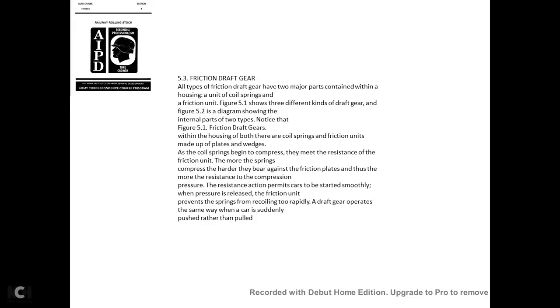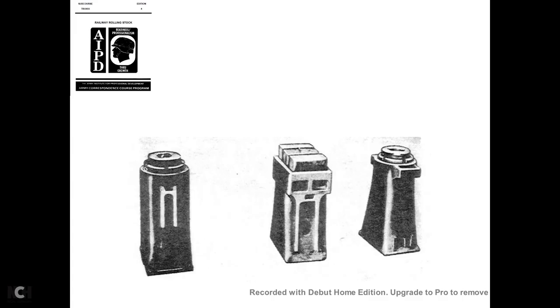As the coil springs begin to compress, they meet the resistance of the friction unit. The more the springs compress, the harder the bearing against the friction plate. Thus, the more resistance compression produces. This resistant action permits the train to be started smoothly, and the pressure release of the friction unit prevents the spring from recoiling rapidly. The draft gear operates the same way when the car is suddenly pushed rather than pulled. These are draft gears.